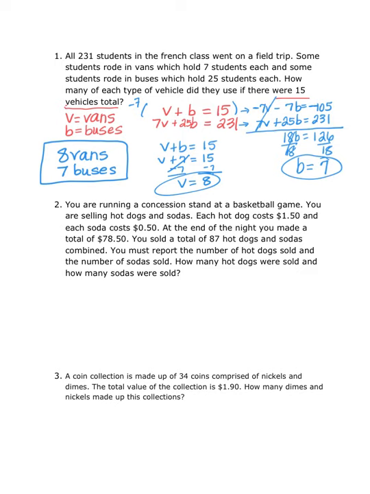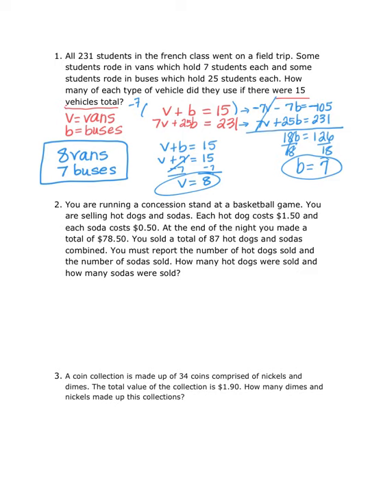Okay, number 2. You are running a concession stand at a basketball game. You are selling hot dogs and sodas. Each hot dog cost $1.50. Each soda cost 50 cents. At the end of the night, you made a total of $78.50. You sold a total of 87 hot dogs and sodas combined. You must report the number of hot dogs sold and the number of sodas sold. How many hot dogs were sold and how many sodas were sold?